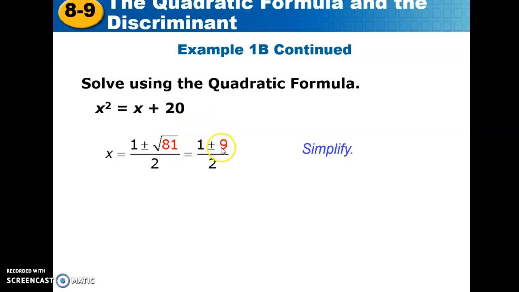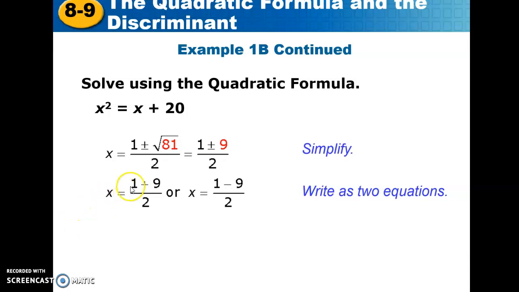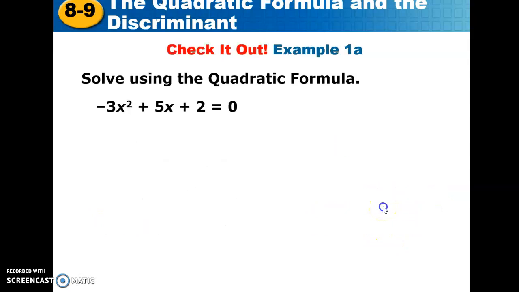See how everything's color-coded? We're going to set this up as two equations. X equals 1 plus 9 over 2, or x equals 1 minus 9 over 2. So this would be 10 over 2, which equals 5, and then negative 8 over 2, which is negative 4. Again, don't skip that step. I don't know why Hope McDougall does that kind of stuff.